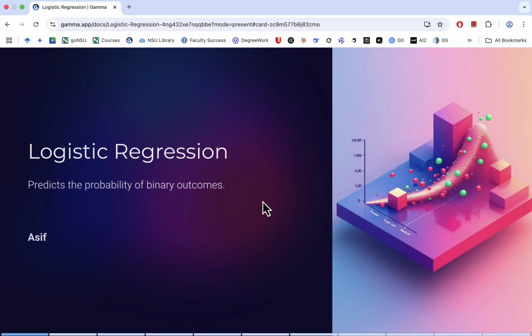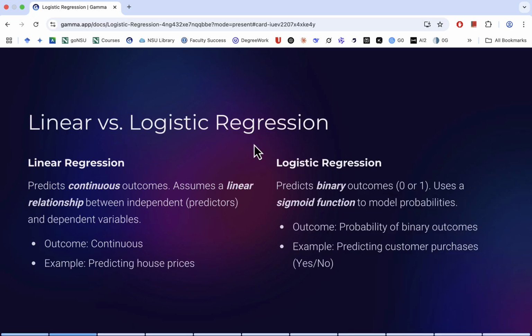This video is about logistic regression, which is used to predict the probability of binary outcomes. Here is a comparison between linear and logistic regression. Linear regression predicts continuous outcomes.